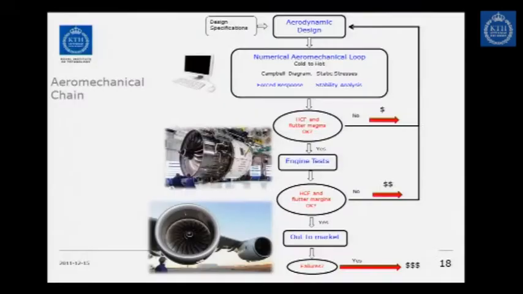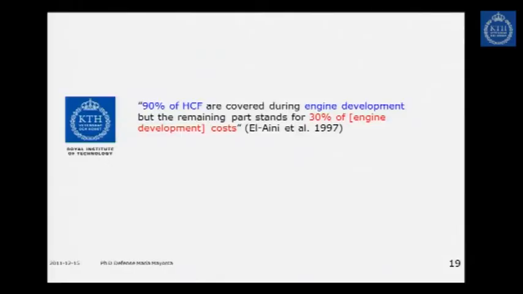But if there is a failure, this is the critical point, because what do you do? So what I want to say is that we have to put a lot of effort into having the best prediction tools at the very beginning, to allow going through this change in the most optimal way. I have just a citation, which is some years old, but I think still applies: 90% of the high cycle fatigue problems are covered during the engine development. But the 10% that remains stands for 30% of the complete engine development costs. So there is a lot to do with these aeromechanics problems.